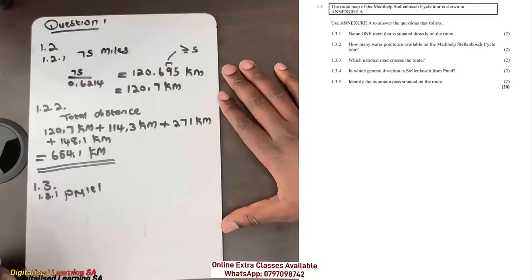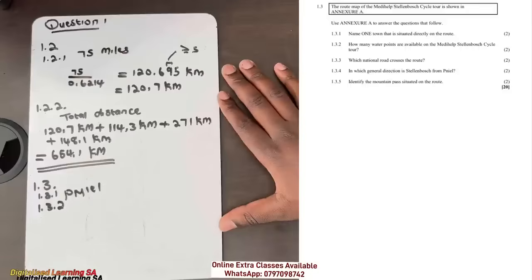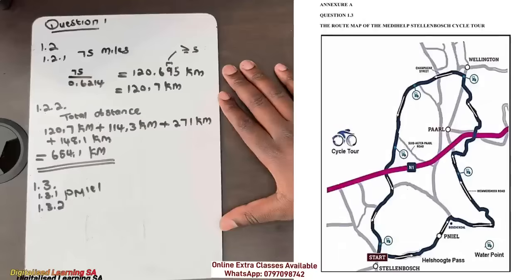Now let's move to the second question, which is question 1.3.2. Question 1.3.2 says how many water points are available on the MediHelp Stellenbosch cycle tour? If we look on our map on the right hand side, at the bottom, we can see that we are given the water point symbol. And if we count those symbols, we can see that in total there are 5.